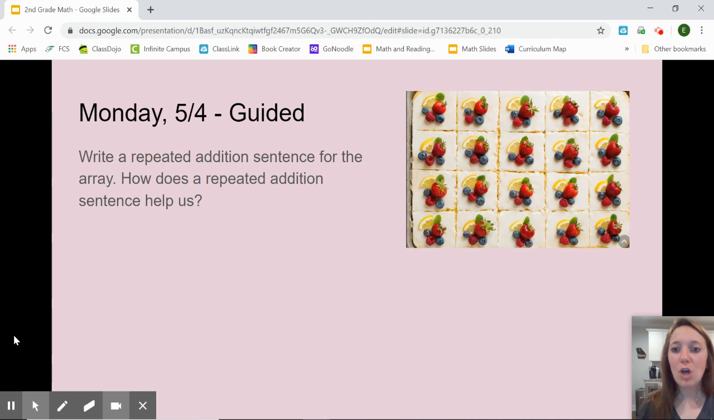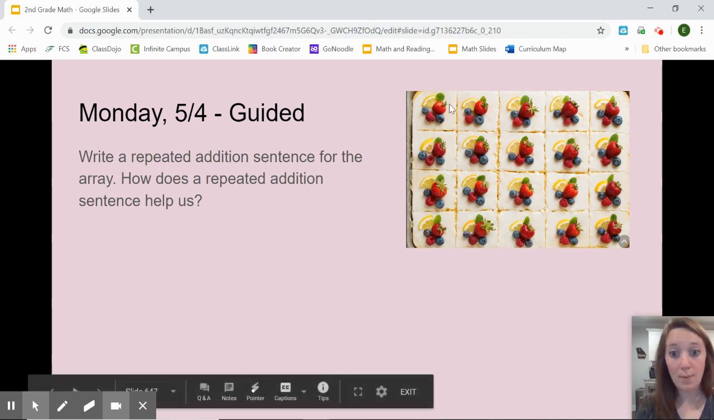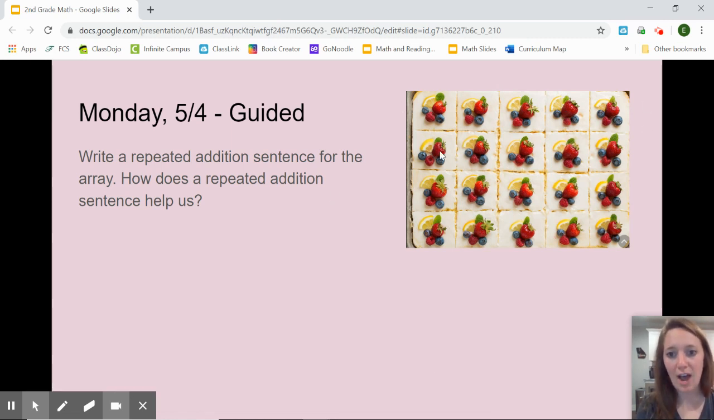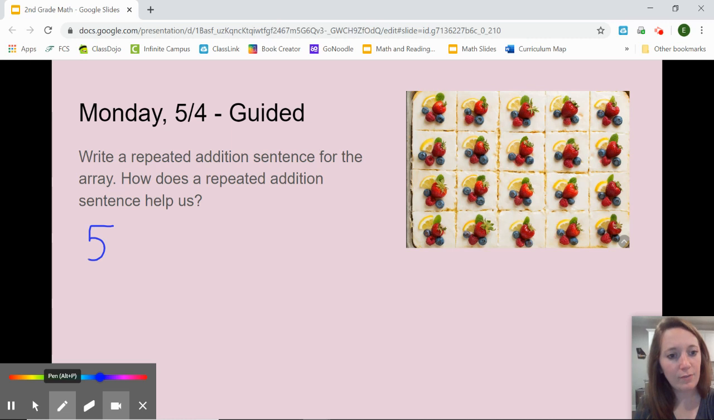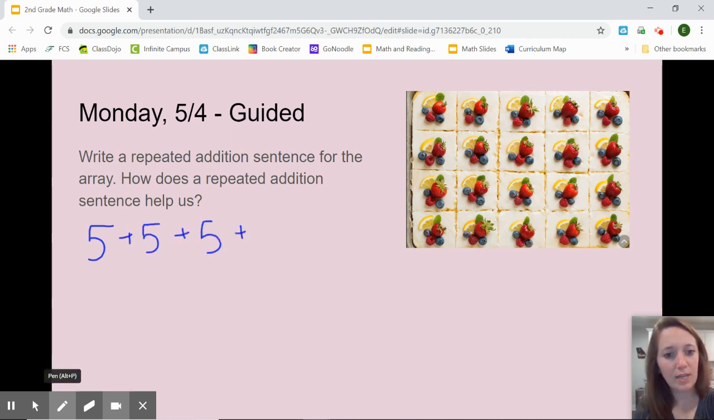Welcome back. So first I'm going to look at my rows and see how many are in each row. 1, 2, 3, 4, 5. There's 5 in this row, and there are 4 rows. So that means I have to do 5 plus 5 plus 5 plus 5. That was 5 four times. And if I skip count, I know 5, 10, 15, 20. So there are 20 squares total.